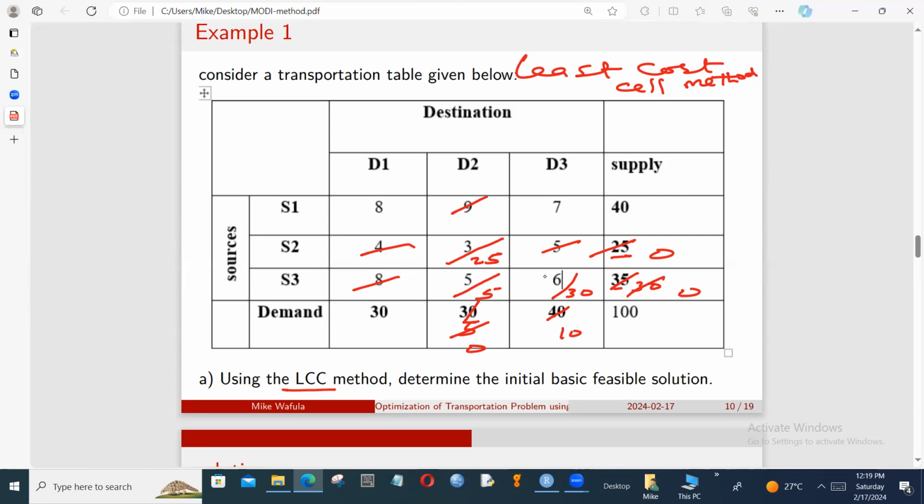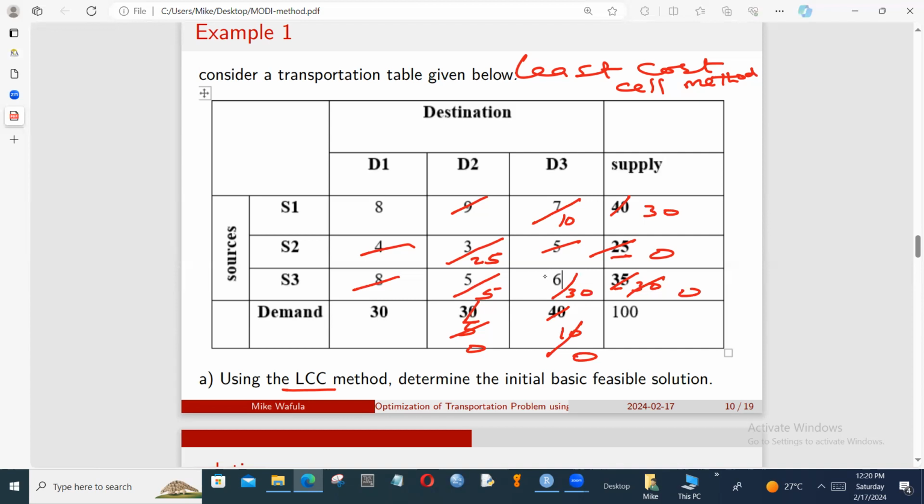Then of course now again the remaining cells, this will be the least cost. So 10 and 40, we assign 10 here. And therefore that way we shall have met the demand of destination 3. But source 1 will still be remaining with 30 more units that can be supplied elsewhere.